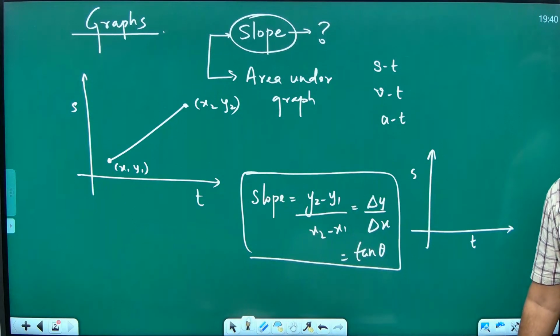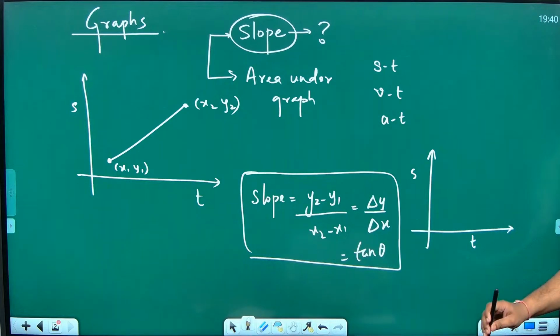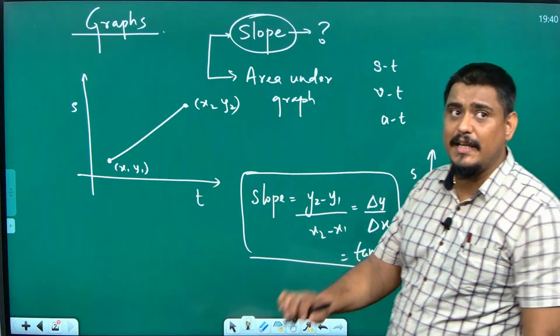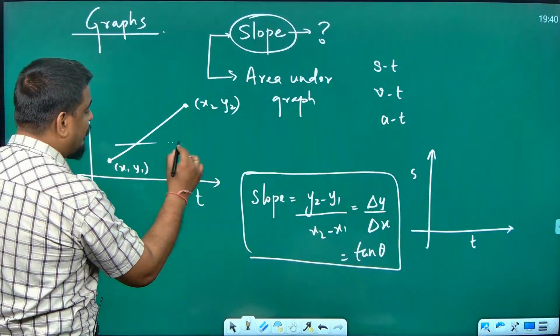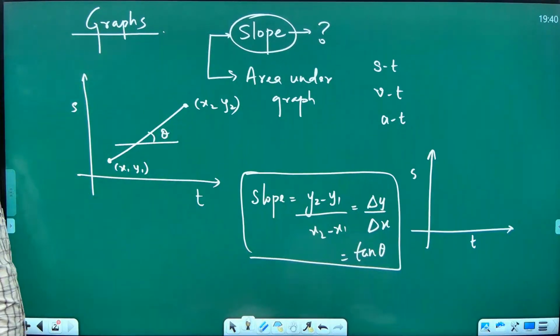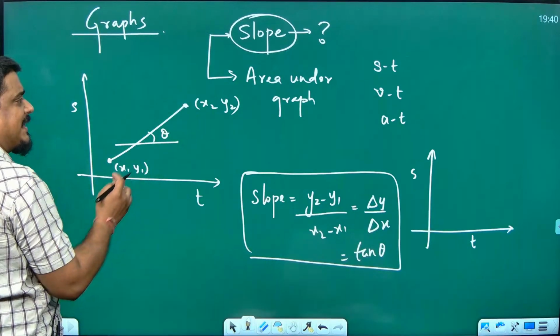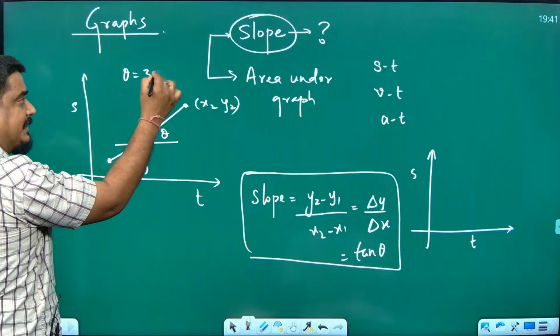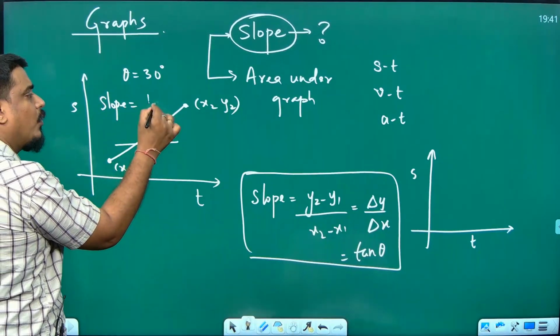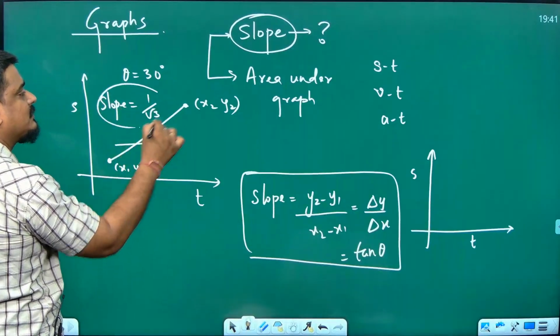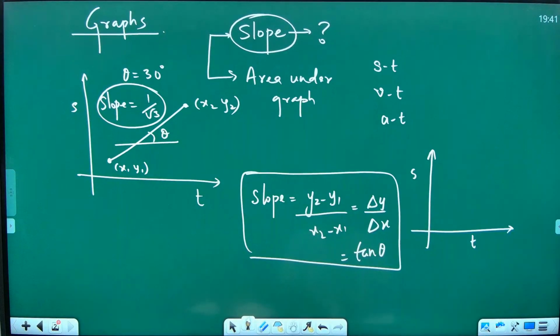An easier method than that is by having the theta known, of the graph, and finding the tan theta. Suppose I tell you that this graph is inclined at an angle of 30 degree. Then what is the slope if I ask you? What is tan 30? 1 by root 3 is the answer. Are you getting my point?